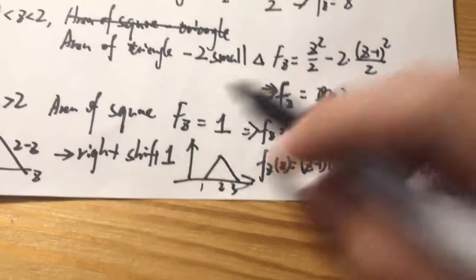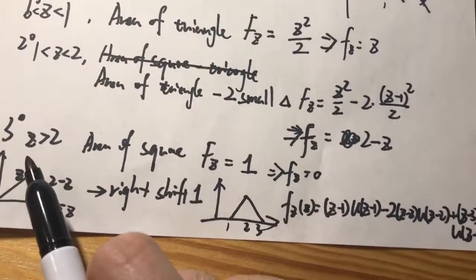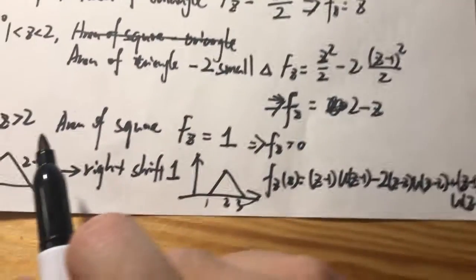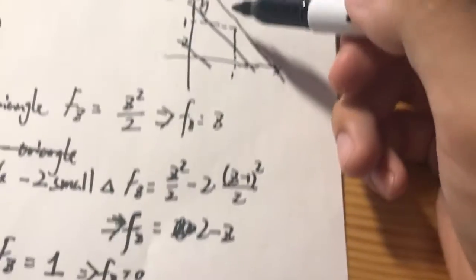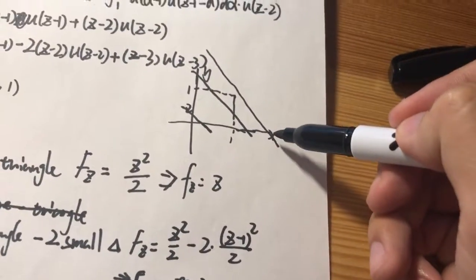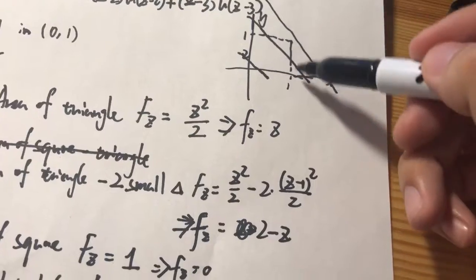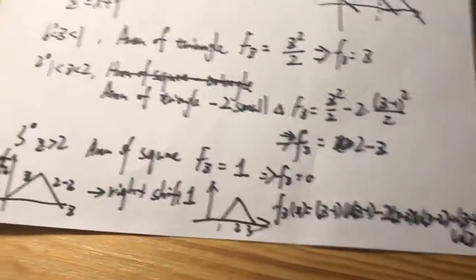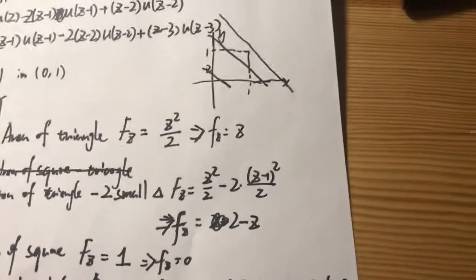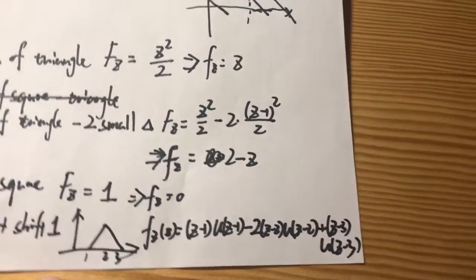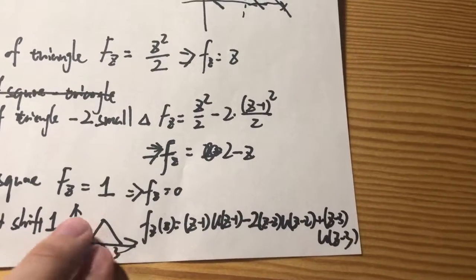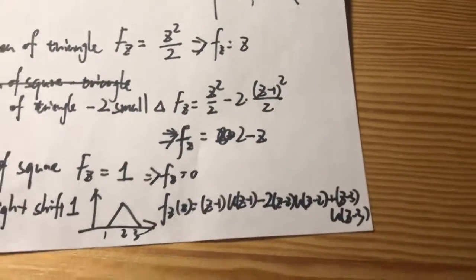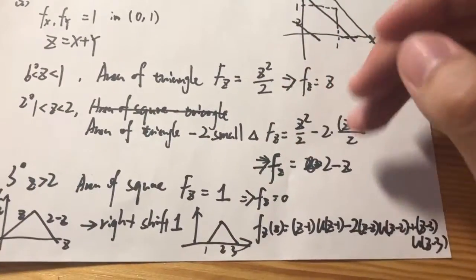This is the density function. When z is more than 2, corresponding to this line out here, the distribution function is exactly the area of the square. So the distribution function is 1 and the density function is 0.